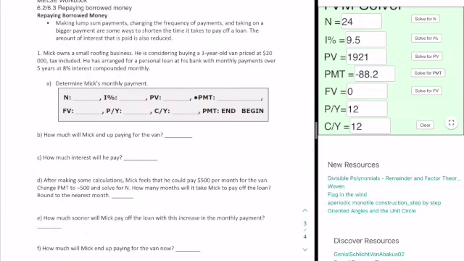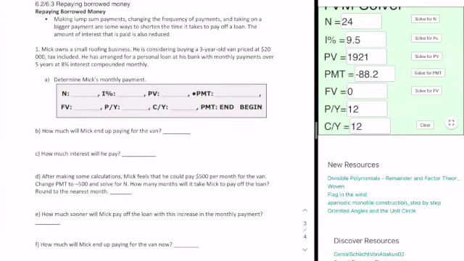On to the next page, we have making lump sum payments, changing the frequency of payments, and taking on a bigger payment as some ways to shorten the time it'll take to pay off the loan. That will have an effect also on the amount of interest that you're paying, just because you're going to pay off a larger sum earlier on.